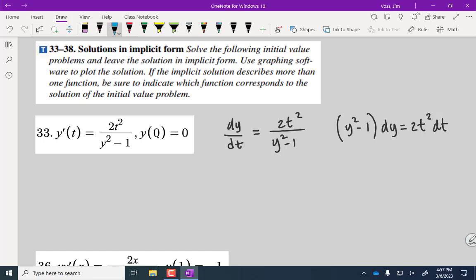We integrate both sides. And the integral on the left is y cubed over 3 minus y. Integral on the right, we're going to get 2y cubed over 3. And then we'll have one constant of integration. So that is a general implicit solution.